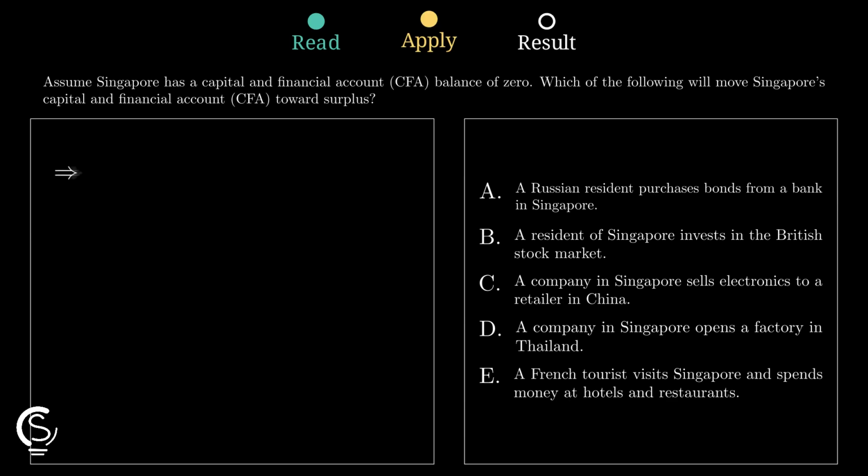A surplus happens when foreign residents buy local assets like stocks or bonds. This creates a credit in the account because capital is entering the country from an external source.